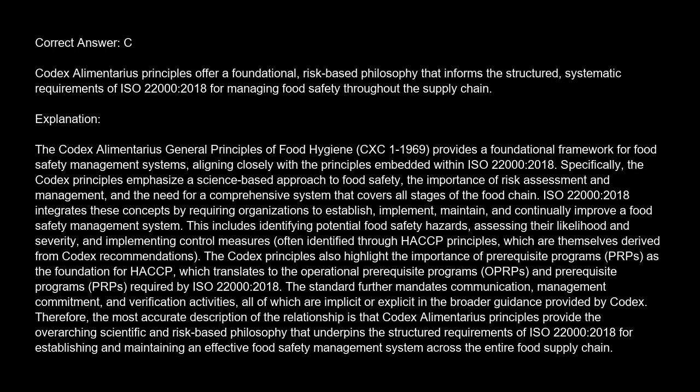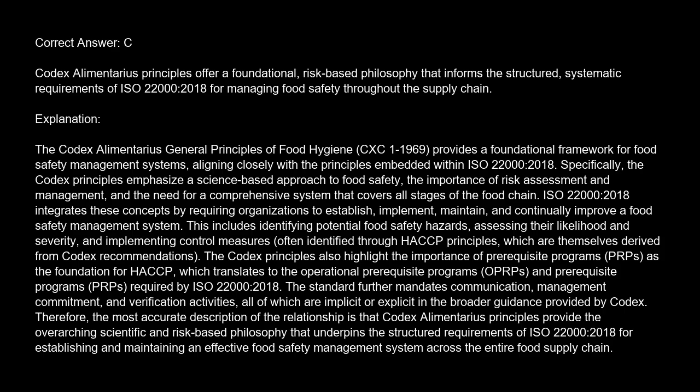The correct answer is C. Codex Alimentarius Principles offer a foundational, risk-based philosophy that informs the structured, systematic requirements of ISO 22000-2018 for managing food safety throughout the supply chain. Explanation. The Codex Alimentarius General Principles of Food Hygiene, CXC 1-1969, provides a foundational framework for food safety management systems, aligning closely with the principles embedded within ISO 22000-2018. Specifically, the Codex principles emphasize a science-based approach to food safety, the importance of risk assessment and management, and the need for a comprehensive system that covers all stages of the food chain.